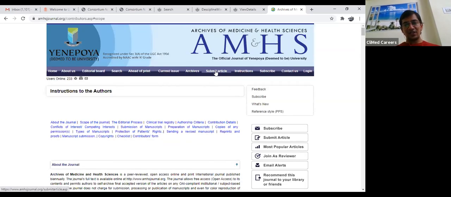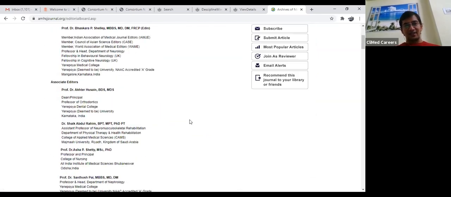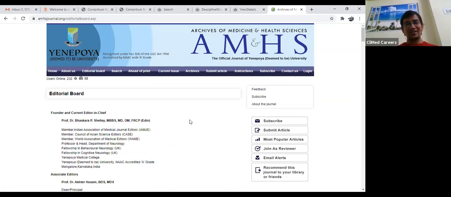Here they have given the submit article. If you click on submit article, it will redirect you to the submission process. Archives. Here you can see what papers are published in the current issue. And here you can see the editorial board completely. Everything is clearly mentioned, so there is nothing confusing.